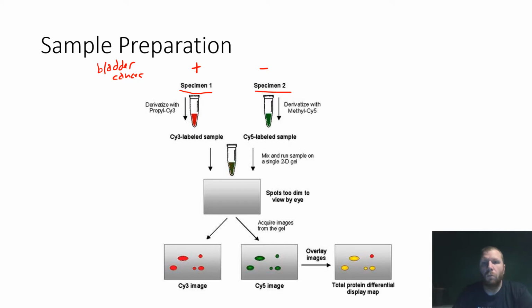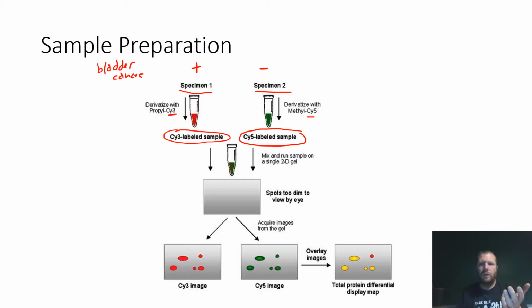And so for one of these two samples, you would add this Cy3 dye. This is what's known as a Cy3 labeled sample. Then for the other sample, you would label with a Cy5 dye. Now what you would do with these two samples is combine them and run them on a gel. And you would produce a Cy3 image and a Cy5 image.